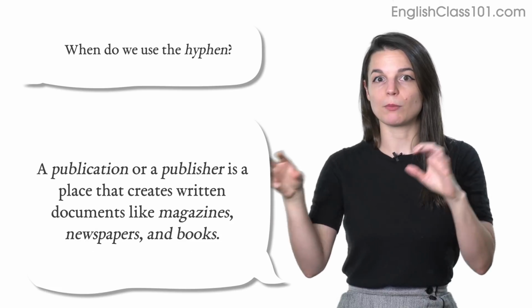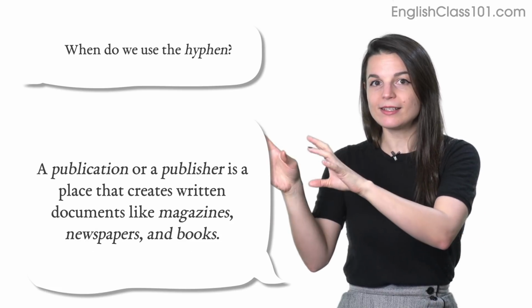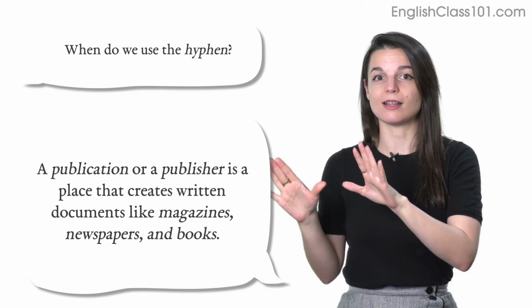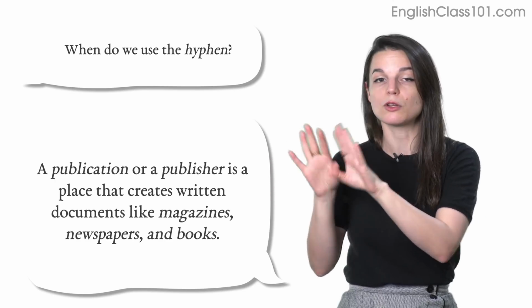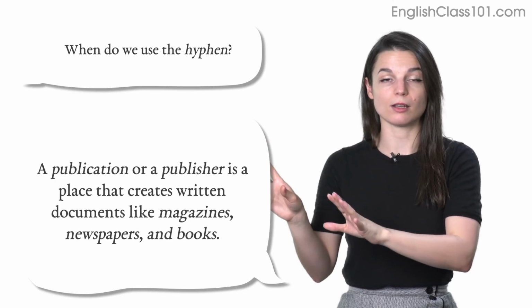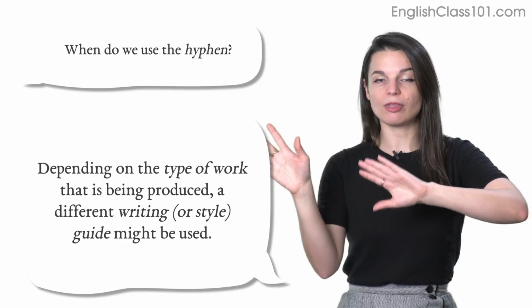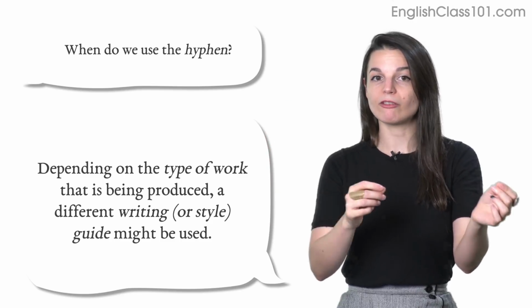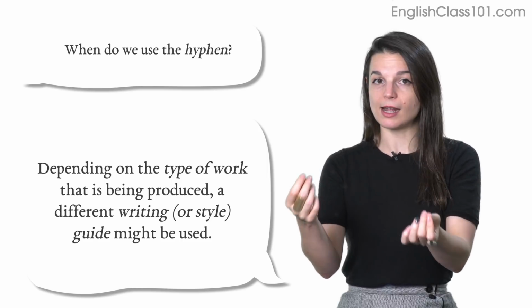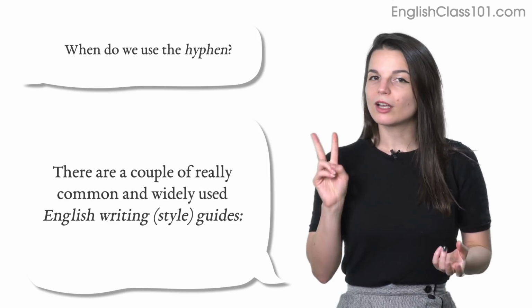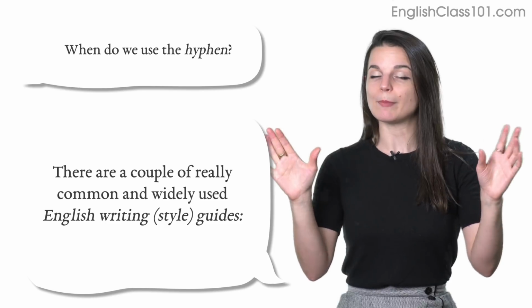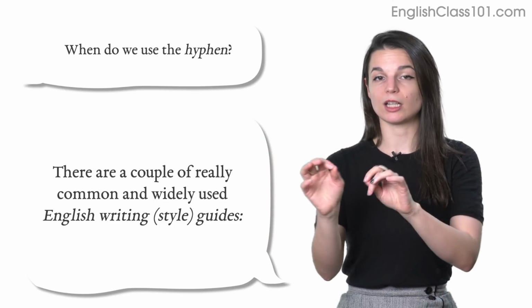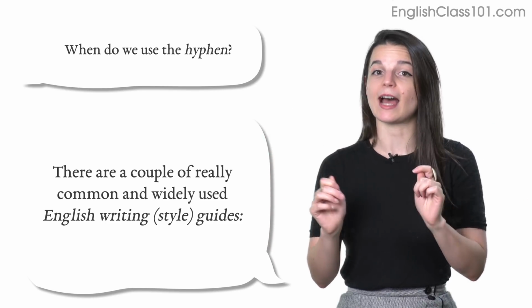So a publication or a publisher is a place that creates written documents like magazines. They create newspapers, they create books, and so on. So depending on the type of work that is being produced, a different writing guide, which is called a style guide, might be used. There are a couple of really common and very widely used English writing guides. These are called style guides.